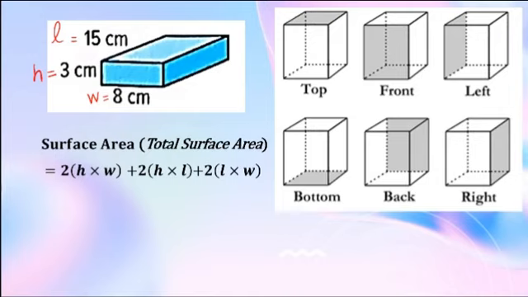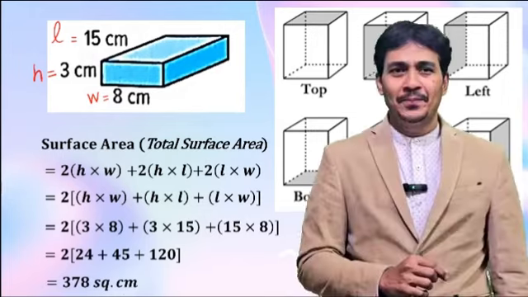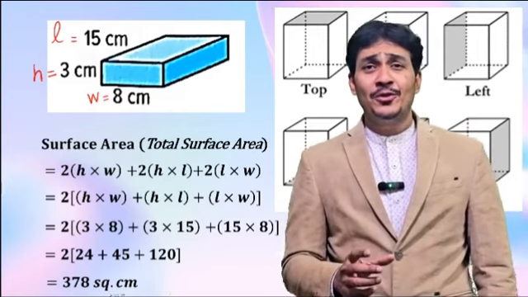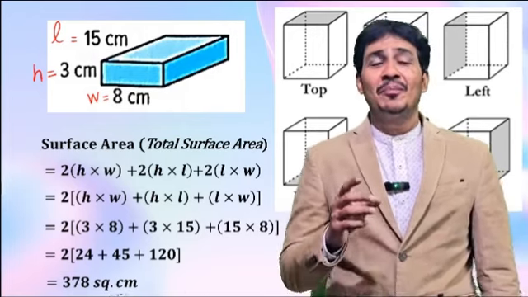Okay, we have lots of 2's. Let's take the 2's out. Let's take it common and just plug in the numbers there and solve it. Easy peasy. And you get the answer as 378 square centimeters. So I hope you understood how to find the lateral area and the surface area for a rectangular prism.